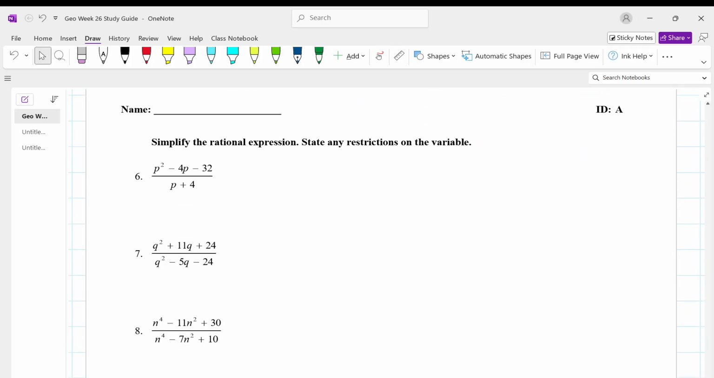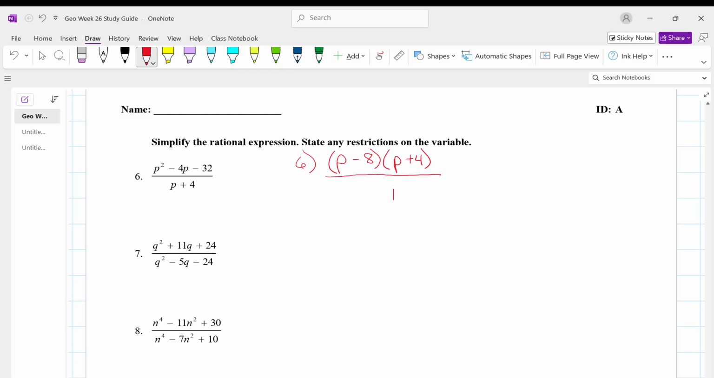All right, problem number 6. I'm going to rewrite this numerator as p minus 8 times p plus 4, because negative 8 plus 4 is negative 4, and negative 8 times positive 4 is negative 32.